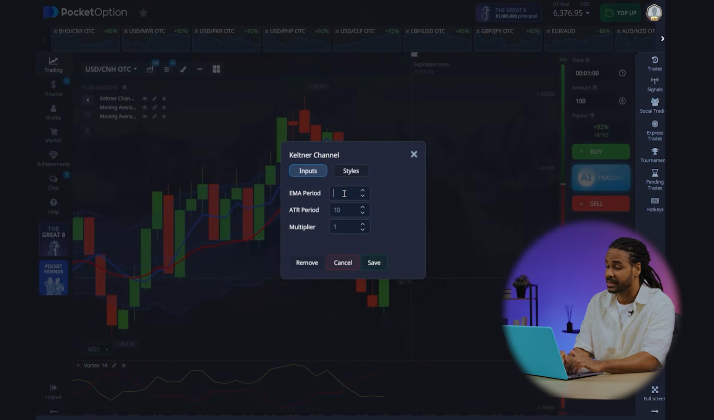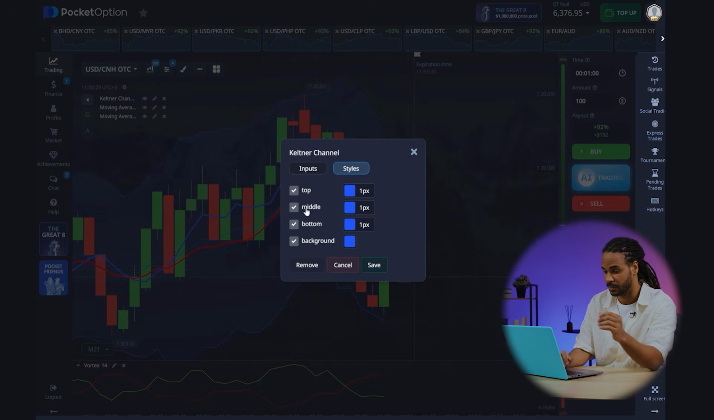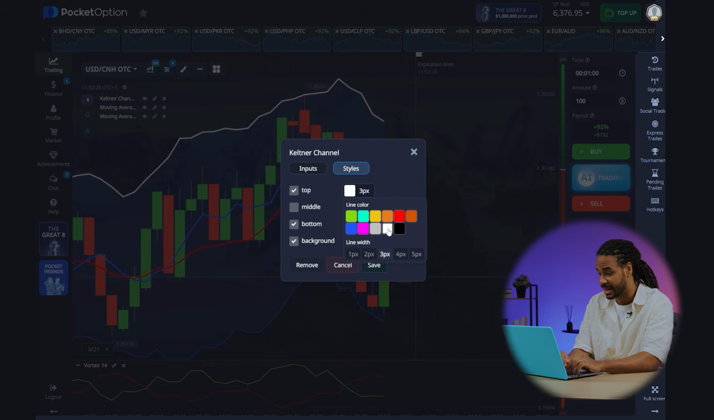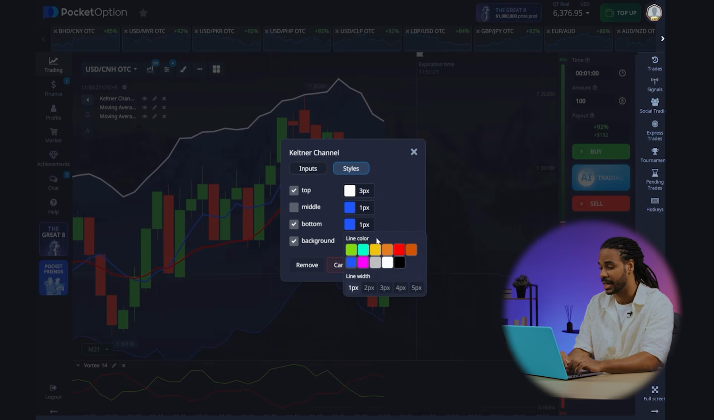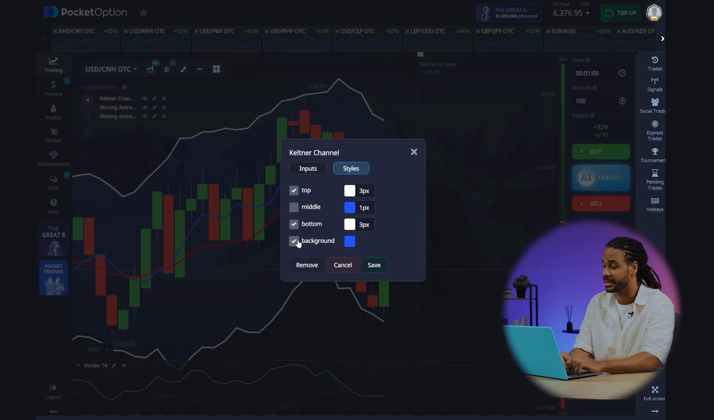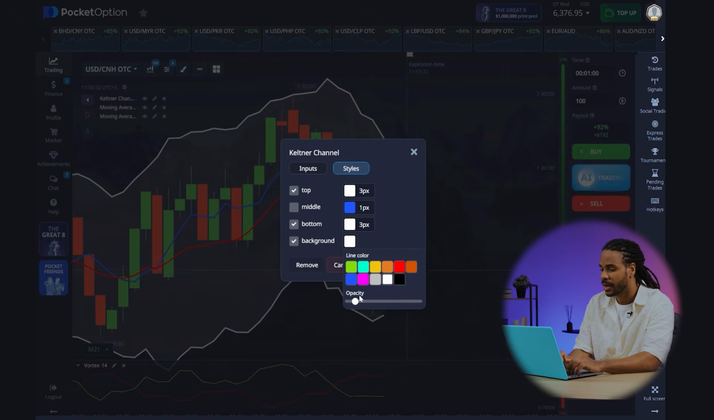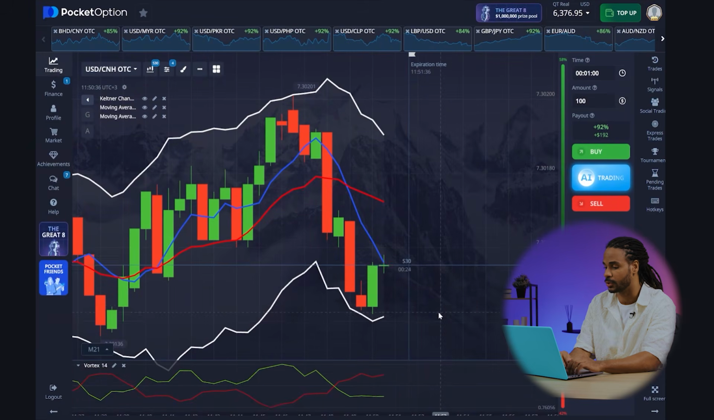Now, we configure the Keltner Channel indicator. We set the periods to 15, 12, and 2. We remove the middle line, which we won't need, and change the other lines of the indicator to white. Click Save. Without waiting for any additional signal, I can open a trade for a short.